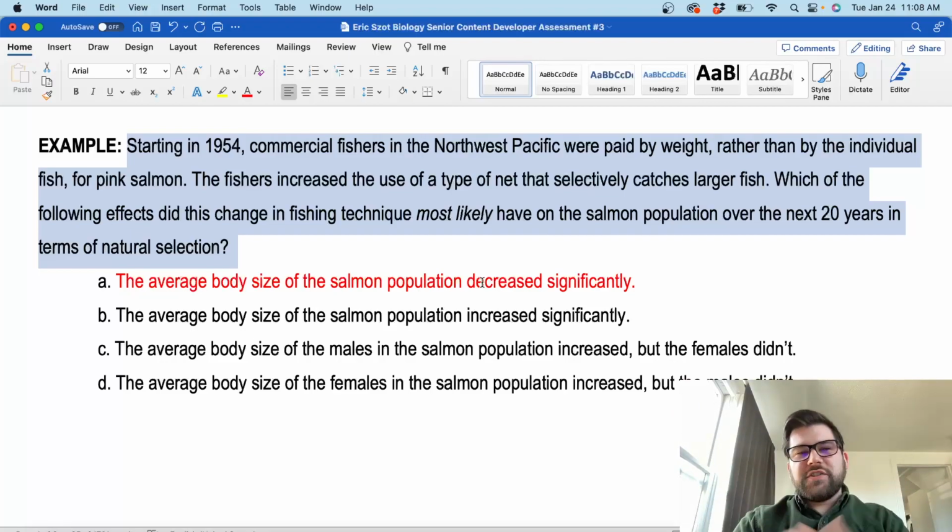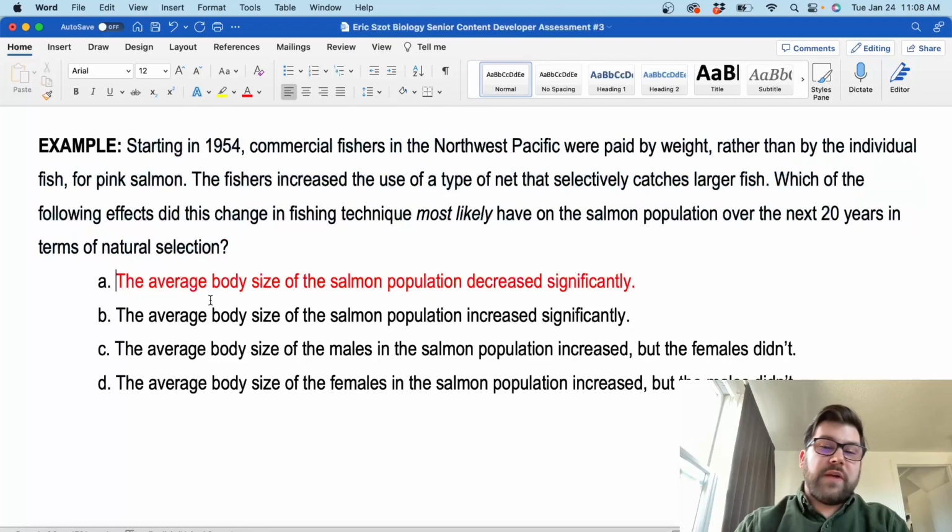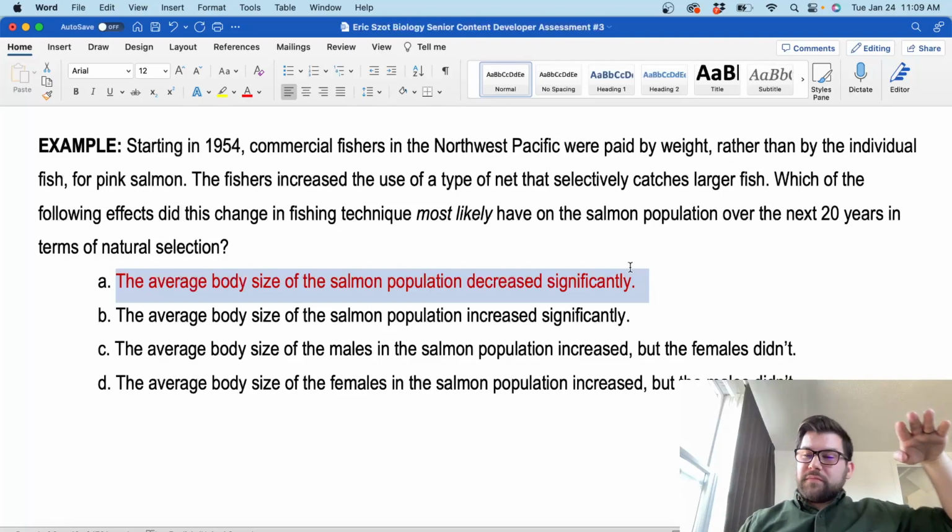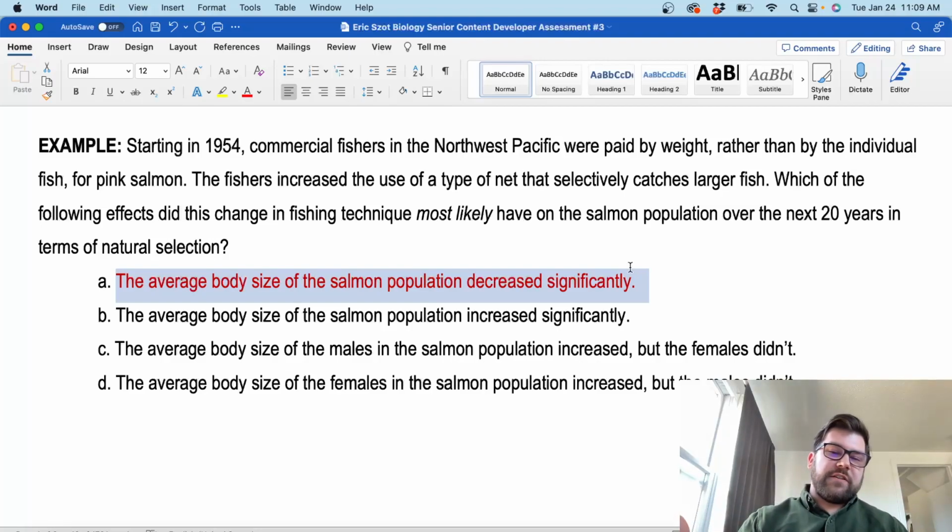So when we get to the answers, we're looking for anything that says over time the salmon are going to get smaller, right? And that actually works out to be A, right off the bat. Average body size of the salmon population decreases. Makes sense, right? The smaller fish are being selected for, bigger fish selected against. So we're going to see an increase in the smaller fish and a decrease in the bigger fish. So B is the opposite of that. That's why B is incorrect.